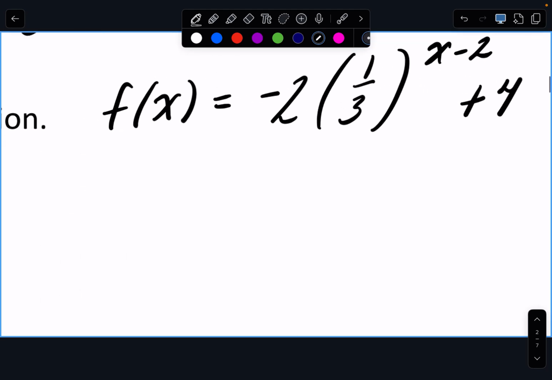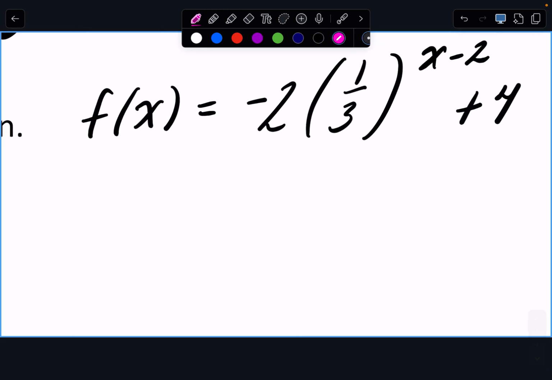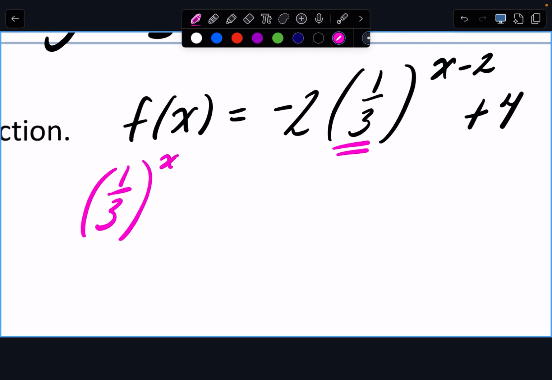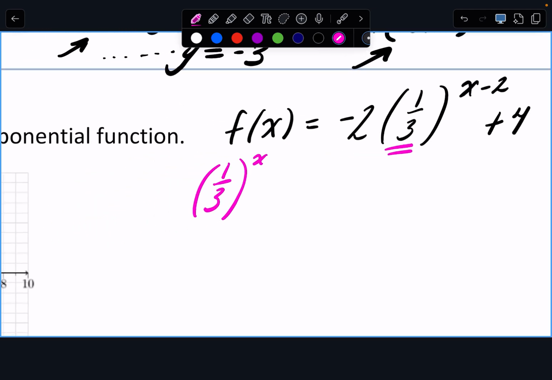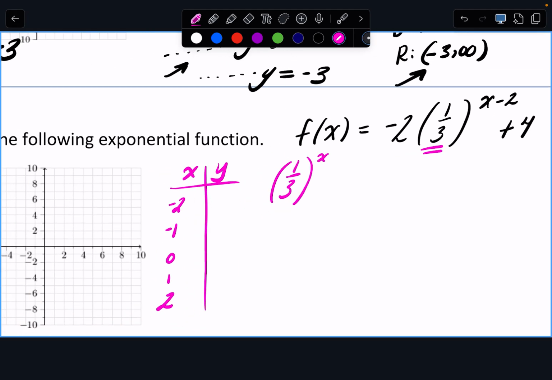Okay, moving on. We would start with the parent function. This is the process. You'd say it's exponential decay because of base a third. So you're going to go base a third to the x. You take off all the shifts. You make an xy chart for the parent function. So negative 2, negative 1, 0, 1, and 2. 1/3 to the negative 2 is 9. 1/3 to the negative 1 is 3. 1/3 to the 0 is 1. 1/3 to the first is 0.3. 1/3 to the second is 0.1. I just used my calculator to do that.